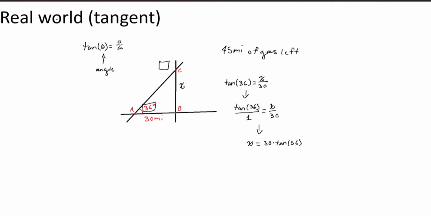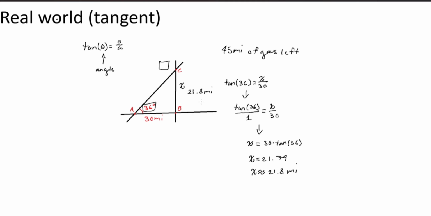All right. Now, if I were to pull out my calculator and say 30 multiplied by tangent of 36, that's about 21.8. So we know that x is equal to 21.79 approximately. But you could just say x is approximately 21.8 miles, since that's our unit. So now we know that this is 21.8 miles, right?